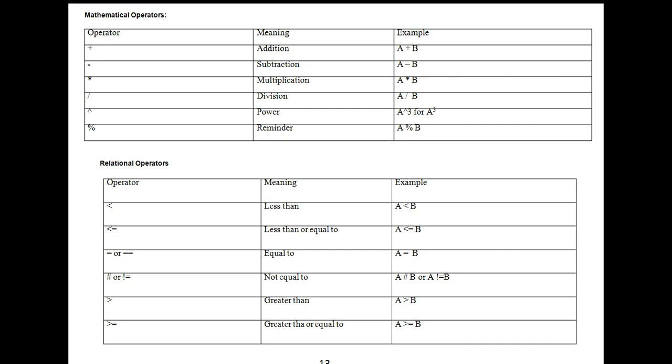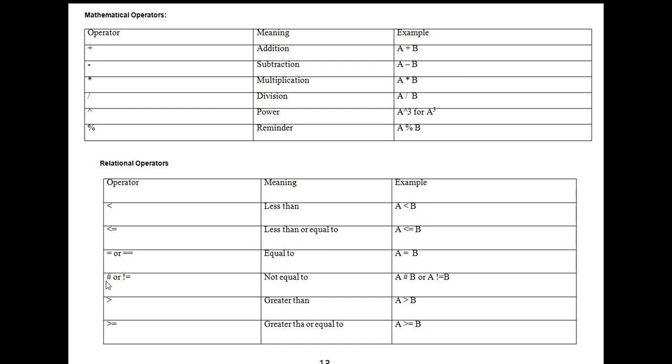And we have relational operators. We have relational operators like the less than operator, and the example is a less than b. Less than or equal to is also there in relational operators, meaning a less than or equal to b, and you can write it as a less than symbol followed by equal to, then b. And we have the operator equal to or double equal to, meaning equal to, so we can use single equal to or double equal to, for example a equal to b.